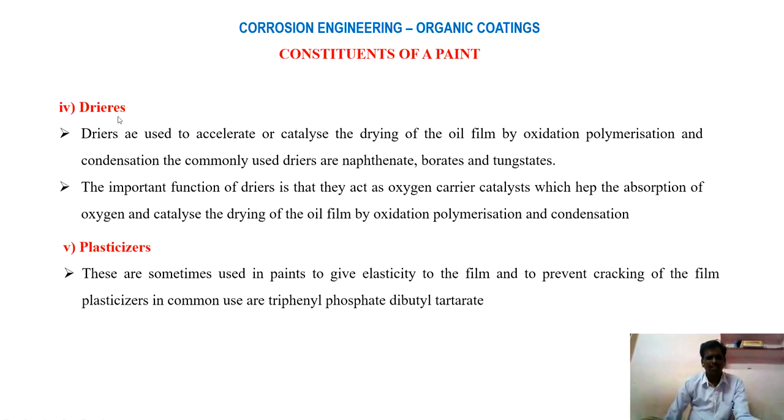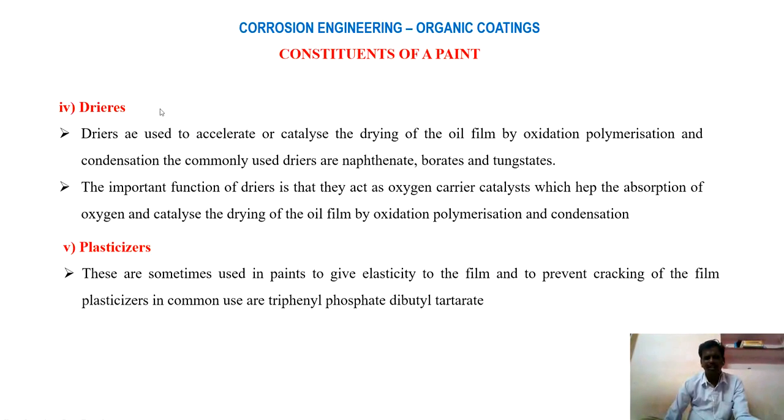Next, dryers. Dryers are used to accelerate or catalyze the drying of the oil film. That means we have to use some materials to speed up the drying process of the oil material. If we are not adding dryers, then the drying duration of the paint will be long. So to reduce that, to make that oil dry easily, we have to add dryers.